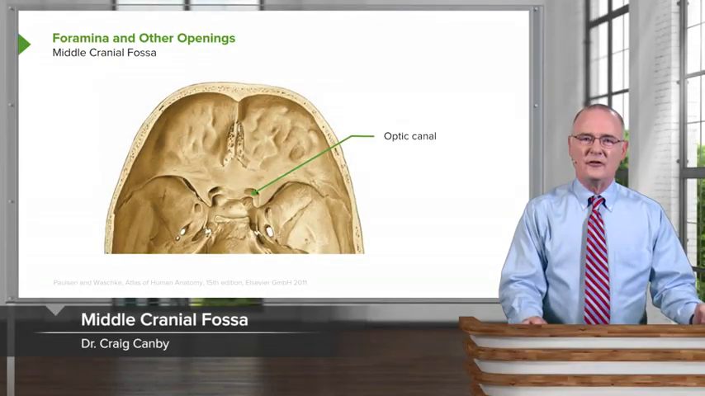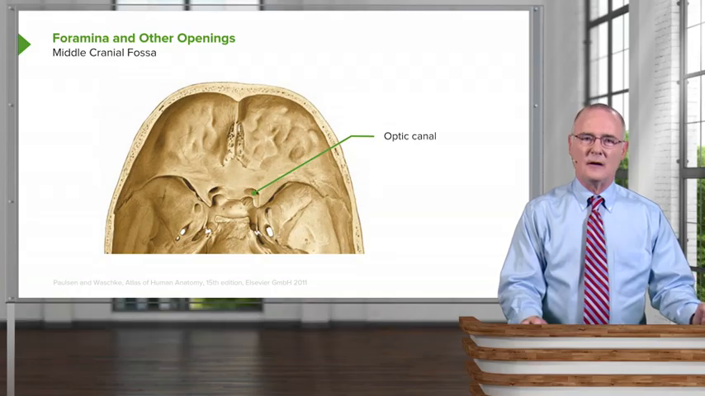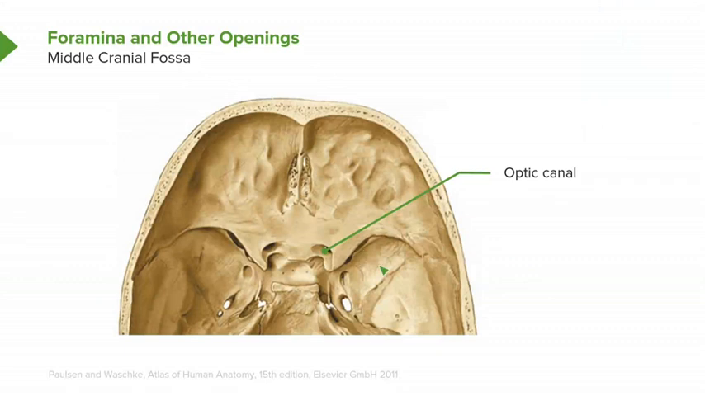This now leads us to the middle cranial fossa and the various openings, passageways that exist here. The first of which is the optic canal, and this will transmit the optic nerve. The one on the opposite side is seen here at the arrow.